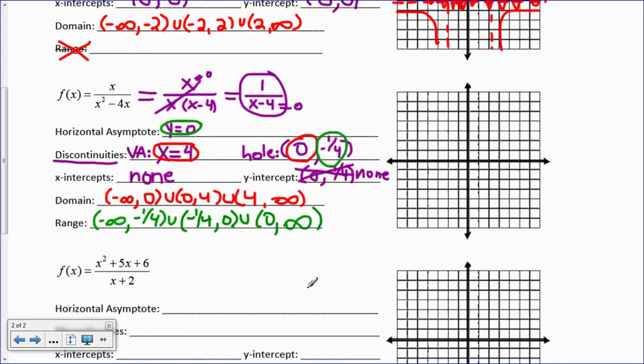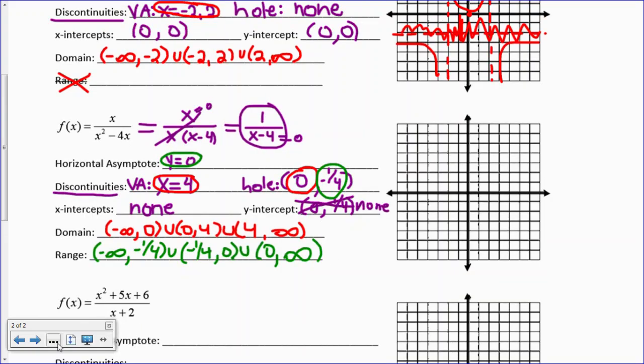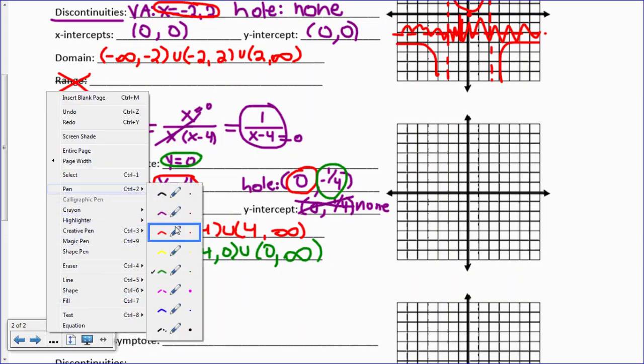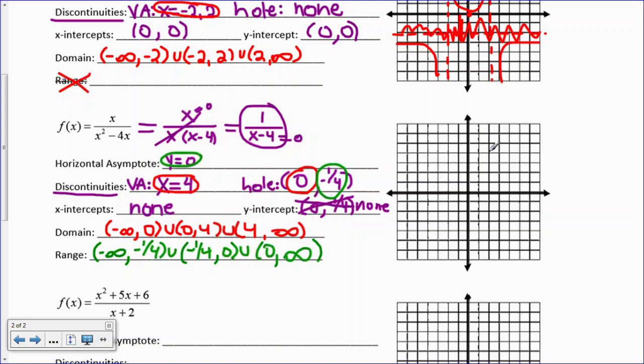Now let's look at the graph. Again, graph your vertical asymptote, 1, 2, 3, 4, right here. Your horizontal asymptote was at 0. Whenever you have a hole, you draw a little open circle where the hole would be. So at 0, negative 1/4, it's going to be very hard, but just draw an empty circle as close to 1/4 as you can. If it's a little bit too big, that's fine, as long as it's in the general area.